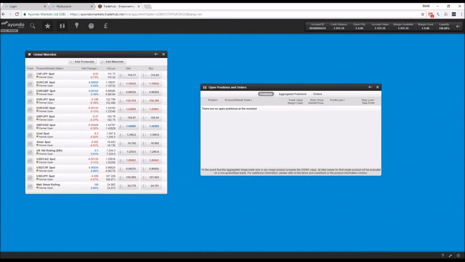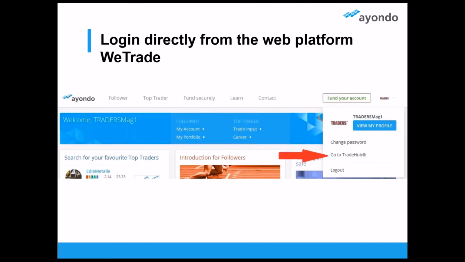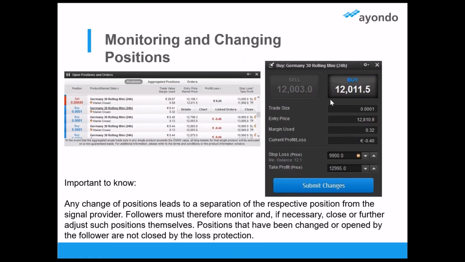So it's very easy using Trade Hub to see things in a lot more detail. You have the normal key, important figures: the cash balance, your P&L, how much margin is tied up. You can monitor and change your positions this way. So if someone bought the Dow with a 200-point stop loss and you thought the stop loss should be 250 points away, for example, you can go in and edit that yourself if you really wanted to.